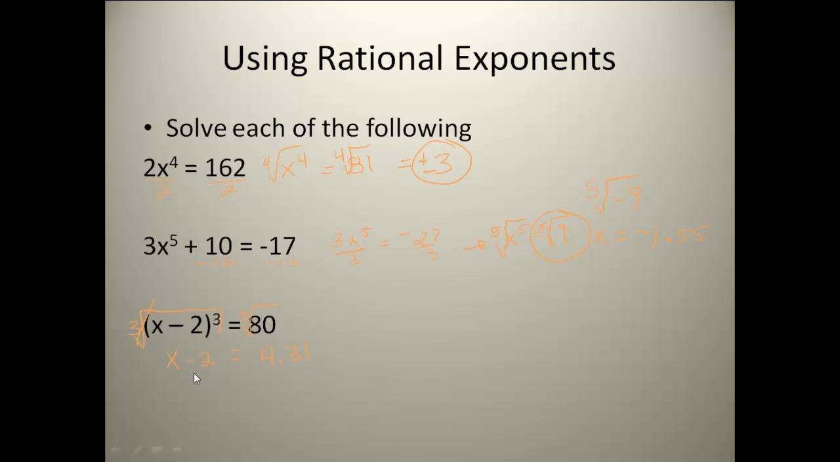Then I still have to get x by itself, so I have to add 2 to both sides now. And I end up getting x is equal to 6.31, approximately. Now to check these, I can plug them back in to my original equation. Now you have to realize though that this is a rounded answer, so when I plug it back in, it's not going to be a perfect 80, but it's going to be really darn close.